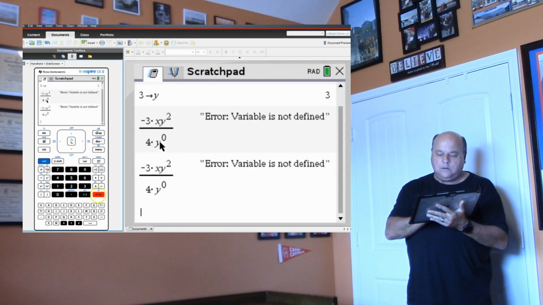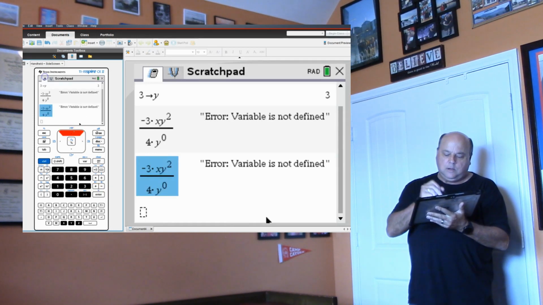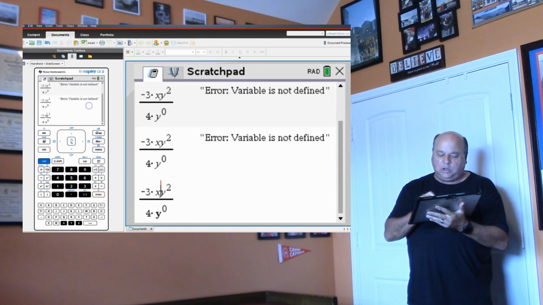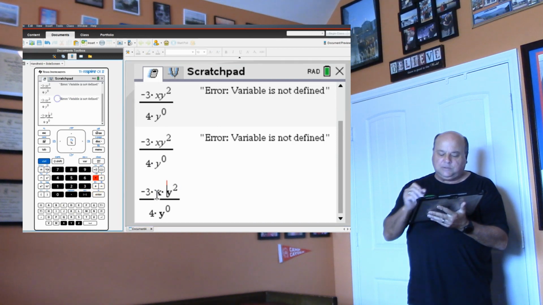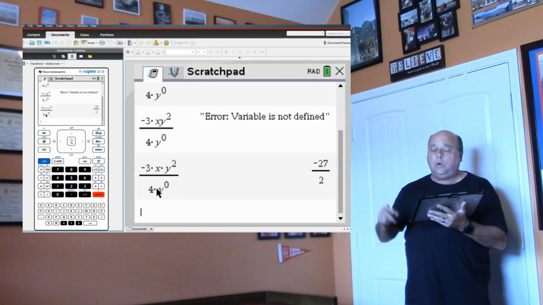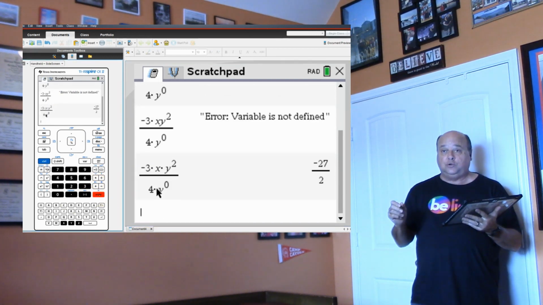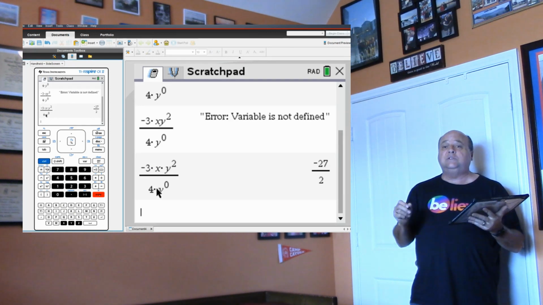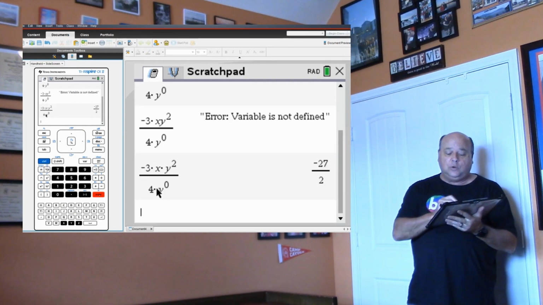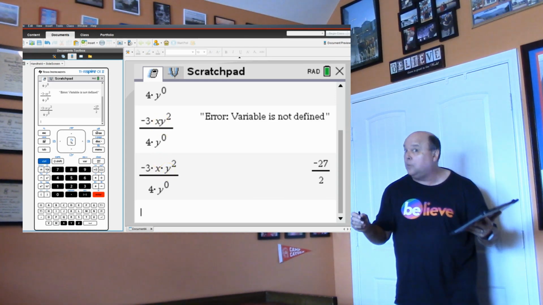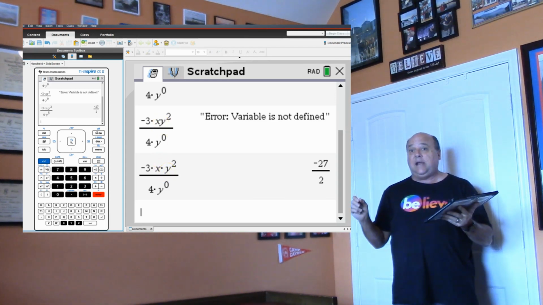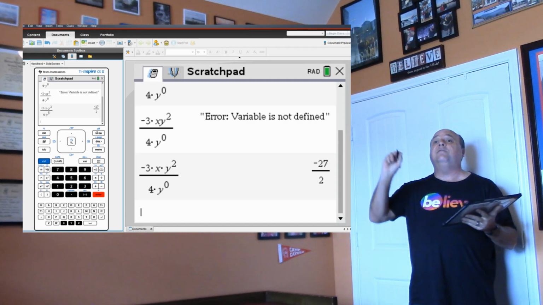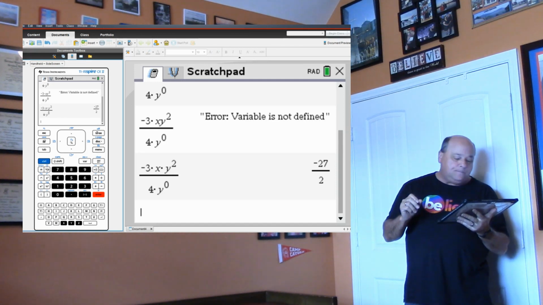Hold on here. Let me hit up, hit enter, and then I need a multiply right here. Sometimes if you don't have a multiply between the letters, it won't work. I get negative 27 over 2. So one of the answer choices is going to give me negative 27 over 2. Don't forget, between the letters, you got to put a multiply. I did that on purpose so you can see the error on that. The calculator's not at fault. You didn't put a multiply between it.